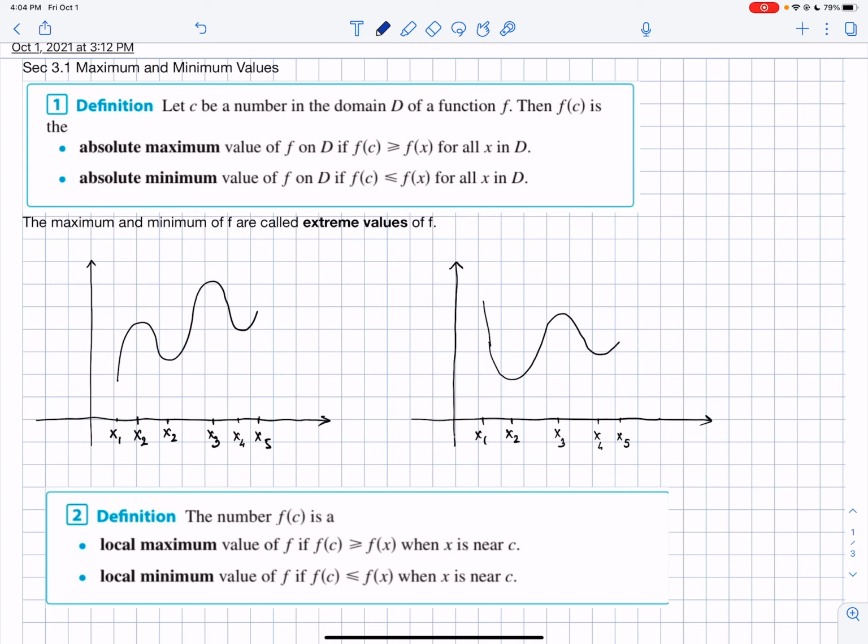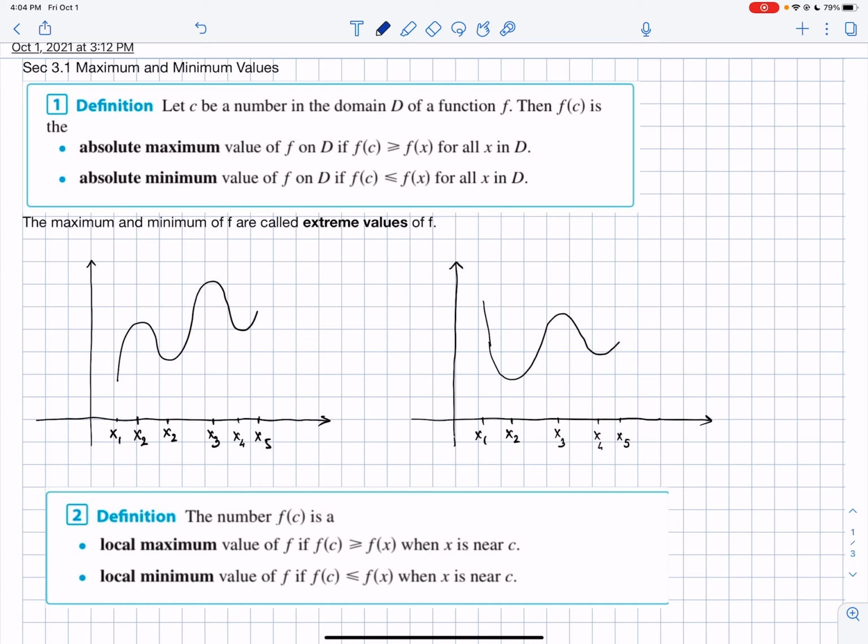Section 3.1 Maximum and Minimum Values. Definition. Let C be a number in the domain D of a function f, then f of C is the absolute maximum value of f on D if f of C is greater than or equal to f of x for all x in D. Absolute minimum value of f on D if f of C is less than or equal to f of x for all x in D.